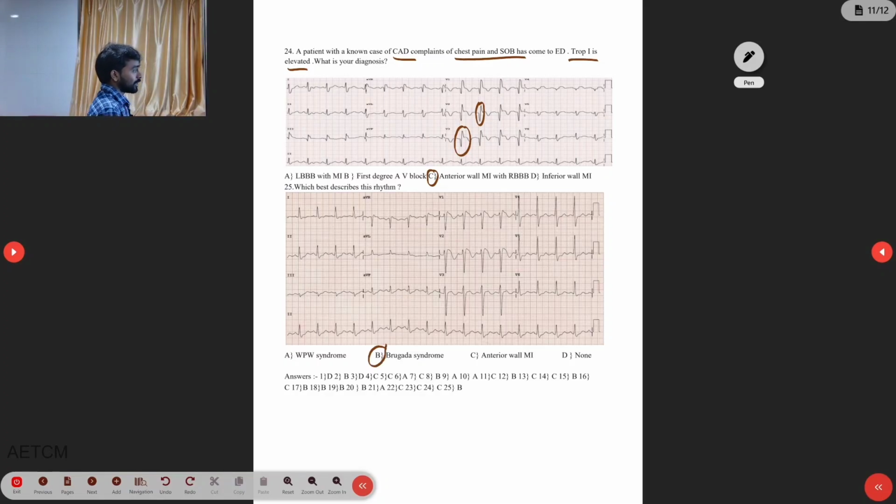You can see ST segment elevation in V1 to V3. These ST segment elevations are also greater than 2 mm, and you can see T wave inversions also here. That is an indication that this ECG shows Brugada syndrome. So the 25th question, option B, Brugada syndrome.